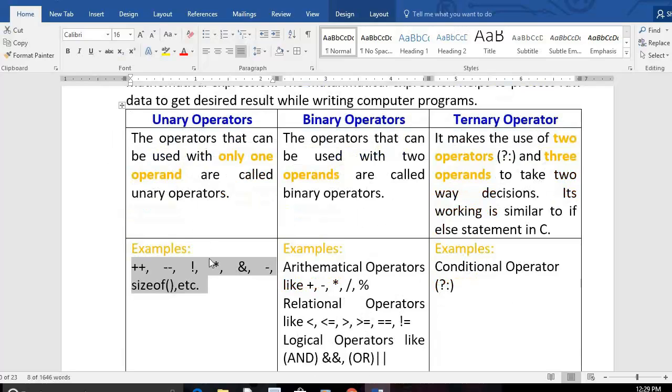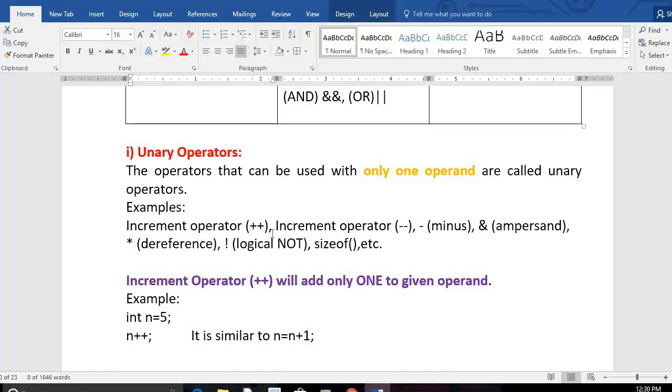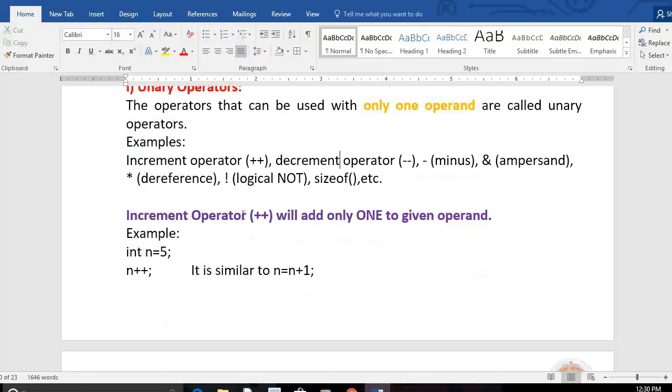Let us discuss unary in detail. The operators that can be used with only one operand are called unary operators. Examples: increment operator, decrement operator, minus sign, ampersand, dereference, logical not, sizeof. All these you can use with only one operand. Look at the example. Increment operator will add only 1. It will not add 2 or 3 or more, to the given operand.